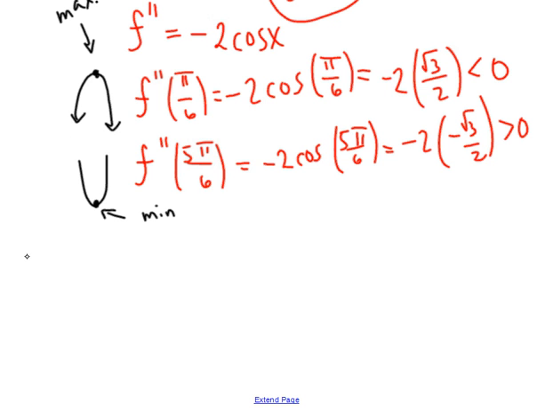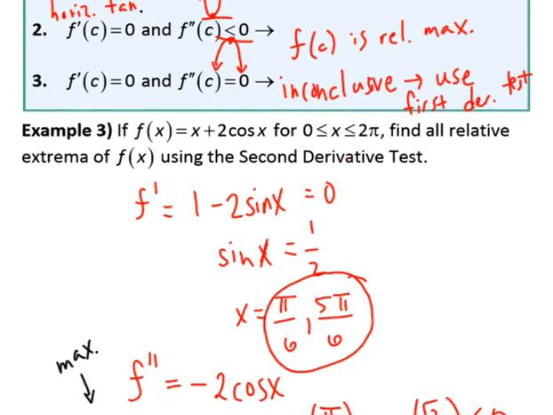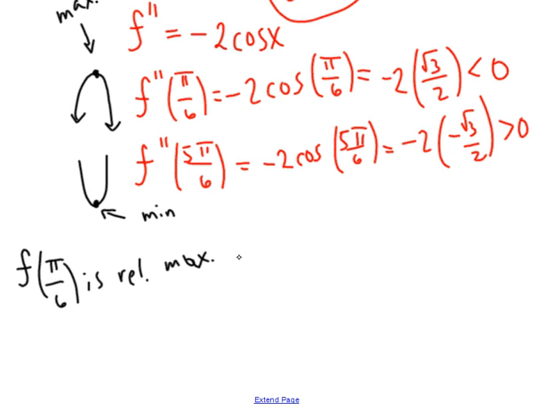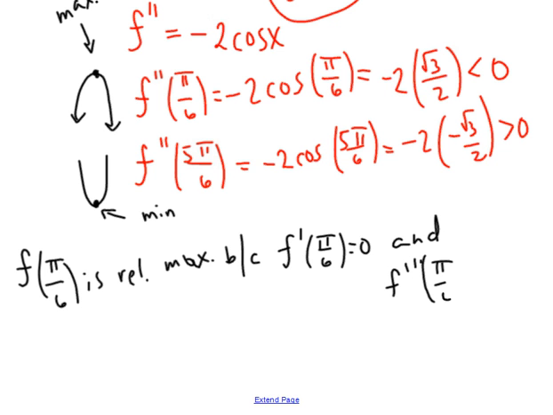So we want to say that f at pi over 6 is a relative max. And you can't just say because f double prime is concave down, because you have to be both concave down and have that horizontal tangent line. So I need to state two things here. It's a relative maximum because f prime at pi over 6 is equal to 0, and f double prime, not triple, at pi over 6 is less than 0.